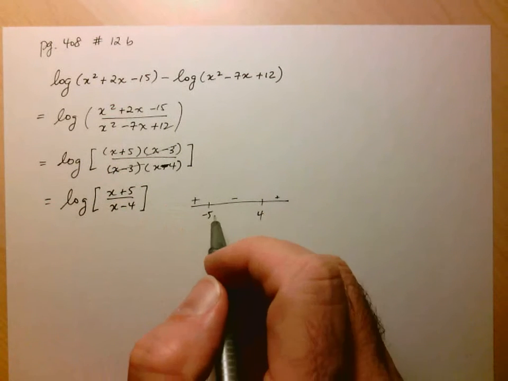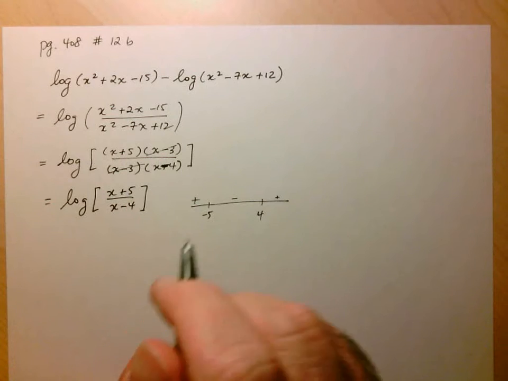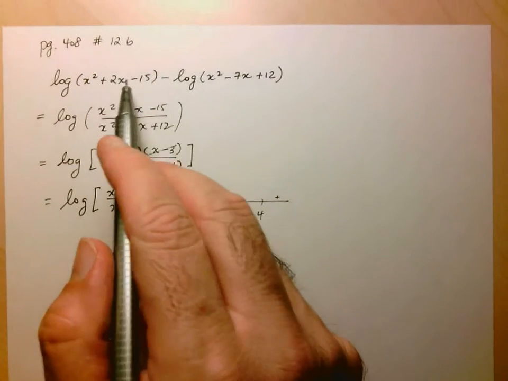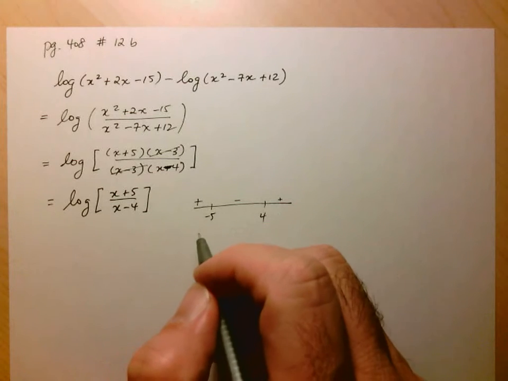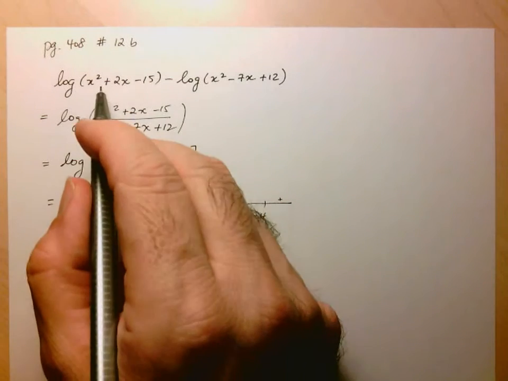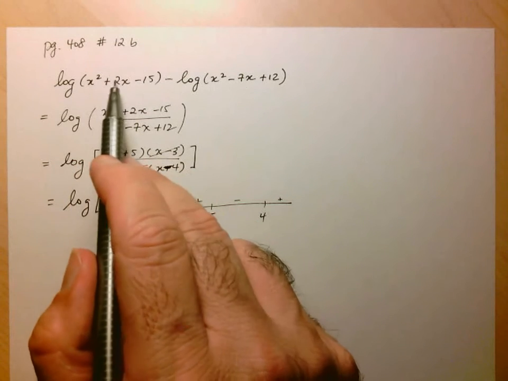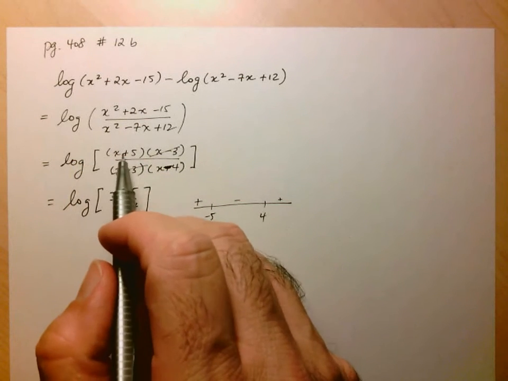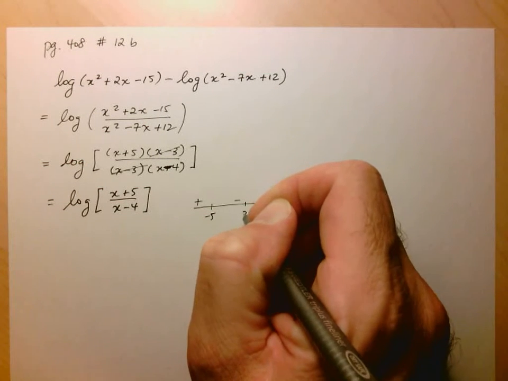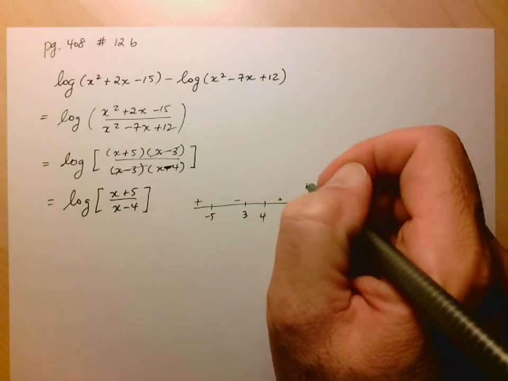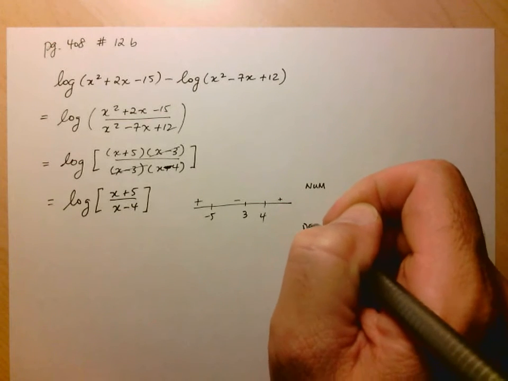So I'm going to see if there's any more restrictions based on the original terms. I'm going to still use this same number line, but I'm going to go above and below to try to figure out when these are positive. Here, this first polynomial factors as x plus 5, x minus 3, so not surprisingly, I'm going to add in this 3 here. I'll check the numerator up here, and then down here we'll do the denominator.